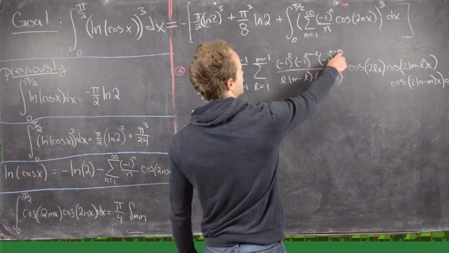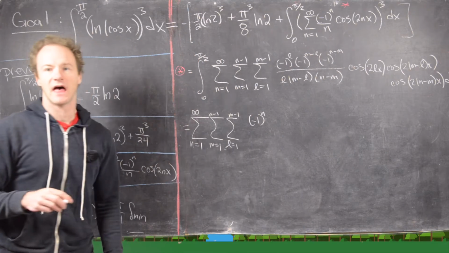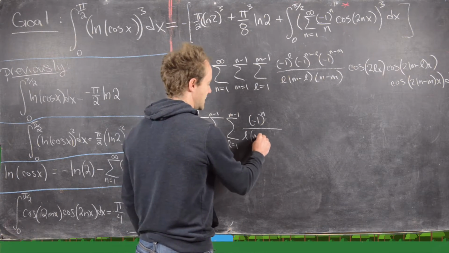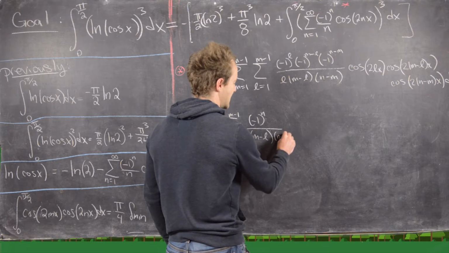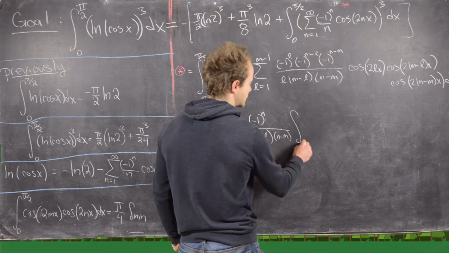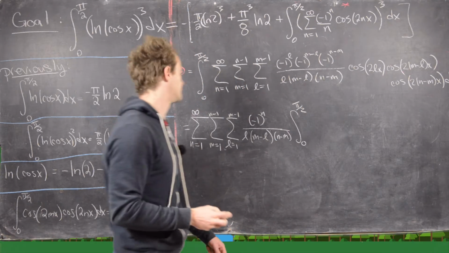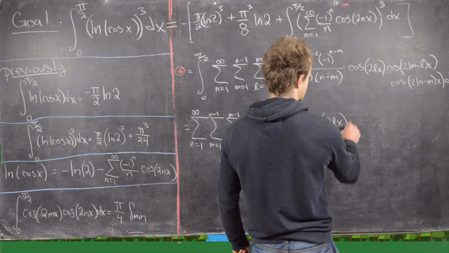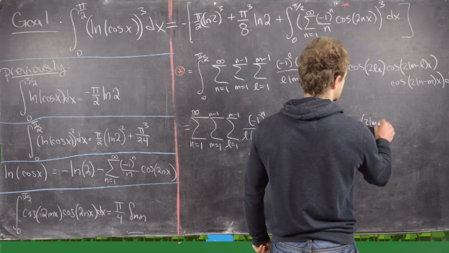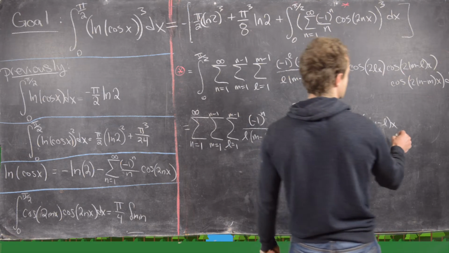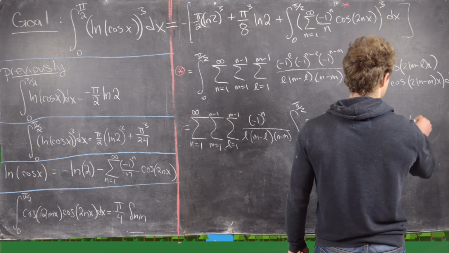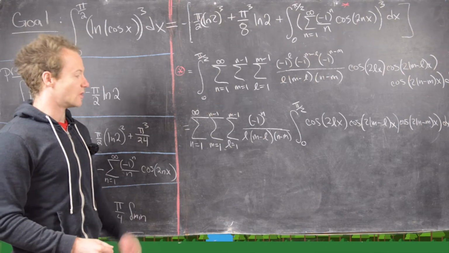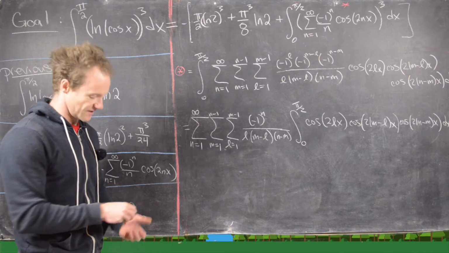So notice we have this minus m and this plus m cancel, the L and the minus L cancel, so we get that. Then this is going to be all over L, m minus L, and then n minus m. And now we have the integral from 0 to pi halves of cosine of 2lx, cosine of 2 times the quantity m minus l x, and then cosine of 2 times the quantity n minus m x dx.